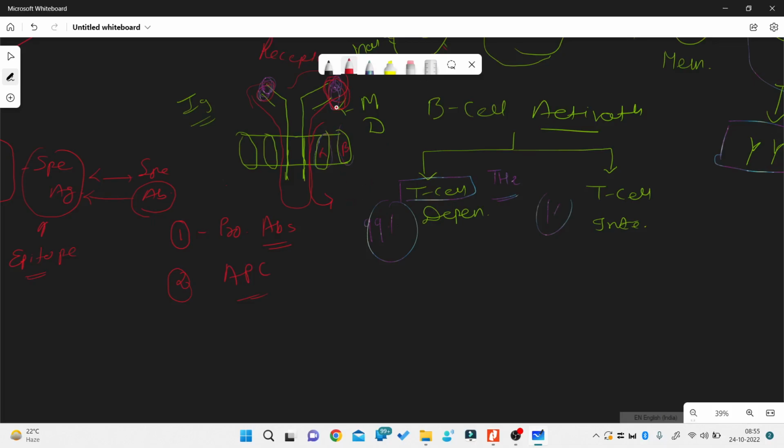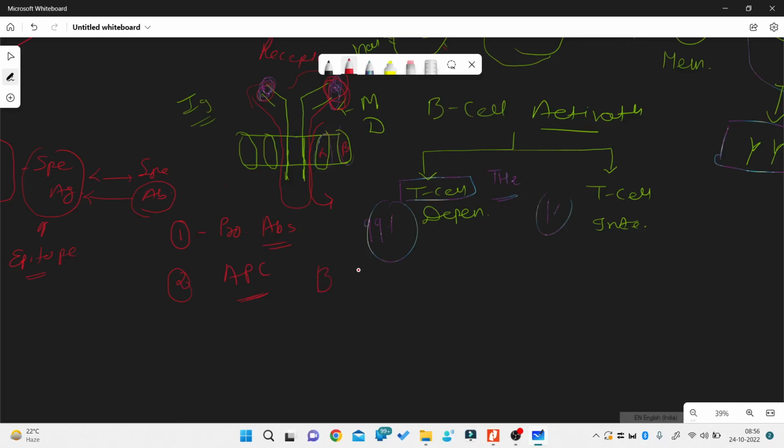endocytosis, no? So just like a macrophage, the fragment of antigen is engulfed, kind of engulfed, this goes inside. Endocytosis, it goes inside, and this B cell acts as an antigen presenting cell. So B cell not only produces antibodies against that specific antigen. Along with that, this B cell will also act as an antigen presenting cell.